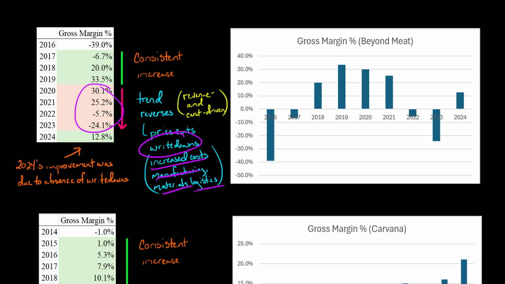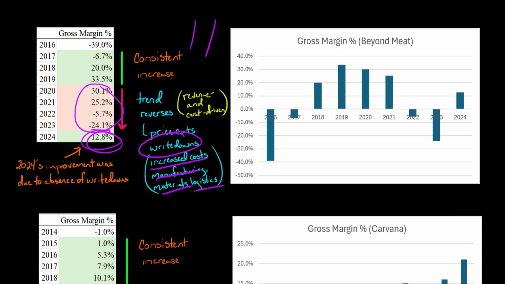So you had price cuts, so the price you're getting for the materials is going down. At the same time, costs are going up. So that's really going to squeeze margins. And that's why you see here the negative gross margin percentage. Now, 2024, the good news for them, finally it got positive again. But when I went to the MD&A, it said, look, this was really because we just didn't have all the write-downs that we had the previous couple of years, and that's why it finally got positive.